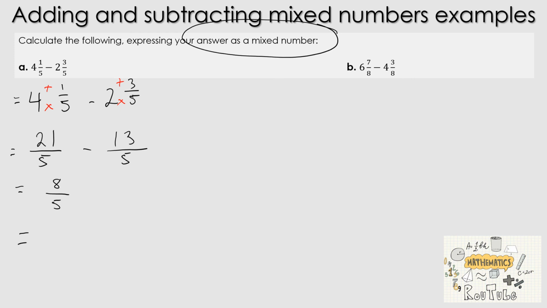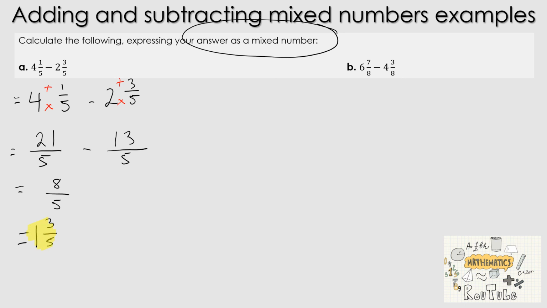Essentially we need to ask, how many times does our denominator go into our numerator? So how many times does 5 go into 8 without going over? Well, it goes into 8 one time, and there's 3 remainder, or 3 left over. So therefore it becomes 3, and our denominator once again stays the same. So our final answer to that question is 1 3/5.